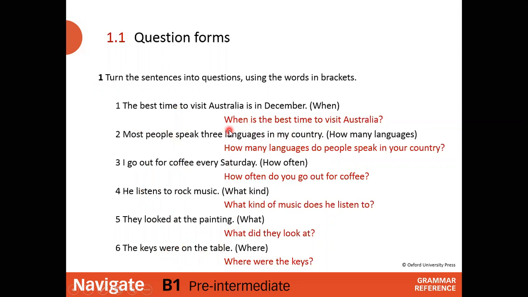So it says, when is the best time to visit Australia? Next question is, how many languages do you speak in your country? How often do you go out for coffee? What kind of music does he listen to? What did they look at? Where were the keys? So 6 sentences, 6 questions.